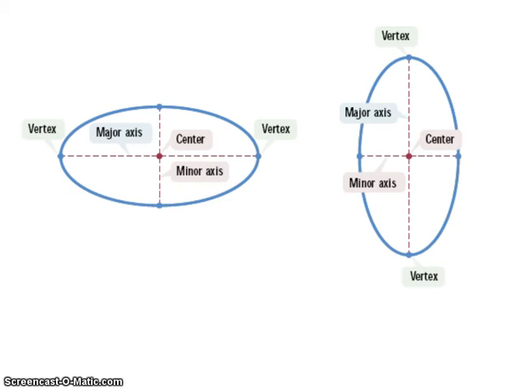Ellipses have a major axis, which is the longer, and a minor axis, which is the shorter. And the intersection of those two axes is the center. The ends of the major axis are known as the vertex points, or the vertices.